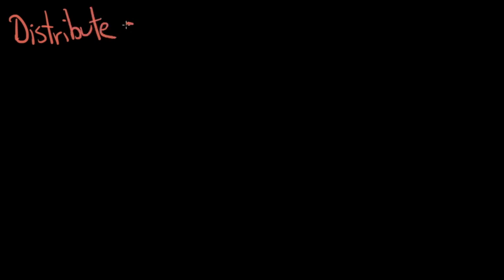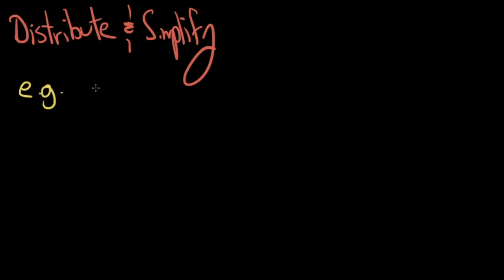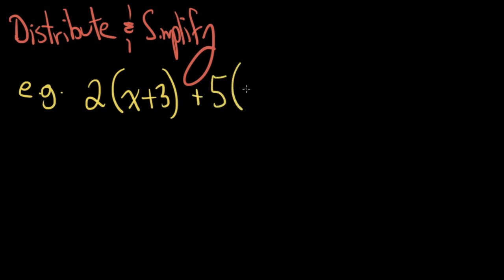And simplify. So if you haven't seen my other video on algebraic expressions and simplifying those ones, you want to check that out. So here's an example. Let's just start off nice and classic. 2 bracket x plus 3 plus 5 bracket x, I don't know, minus 1.